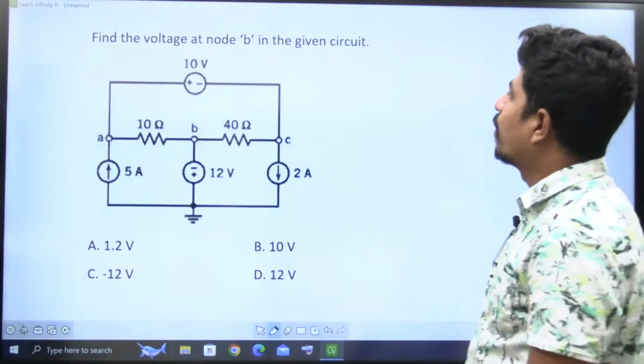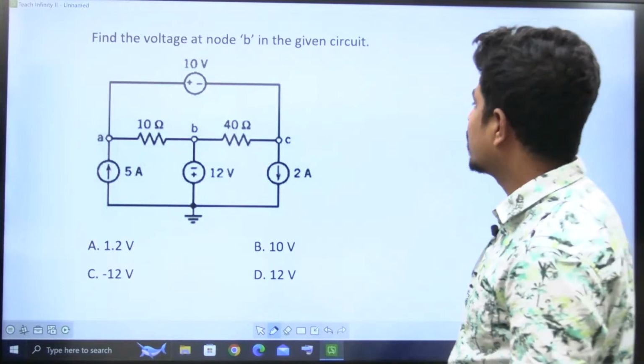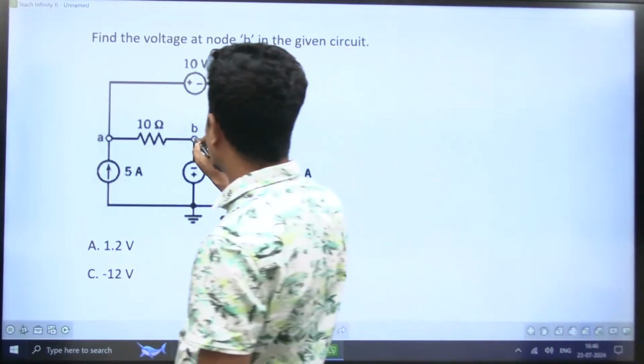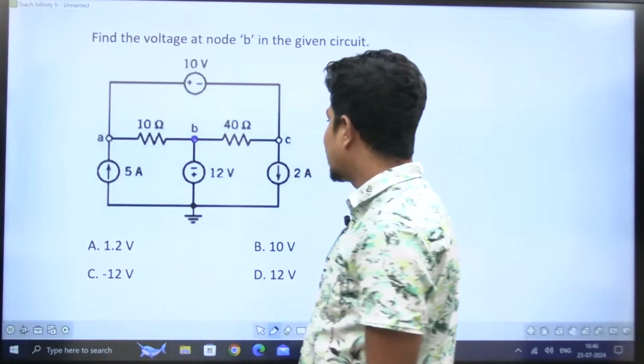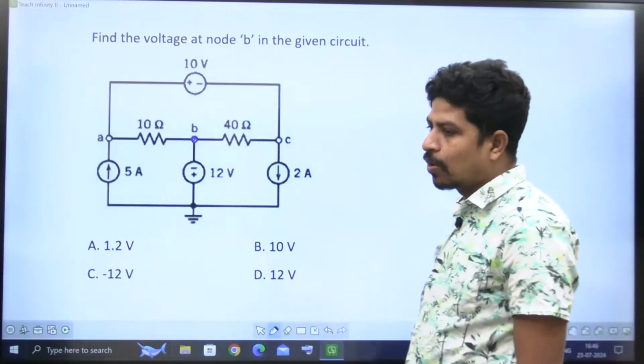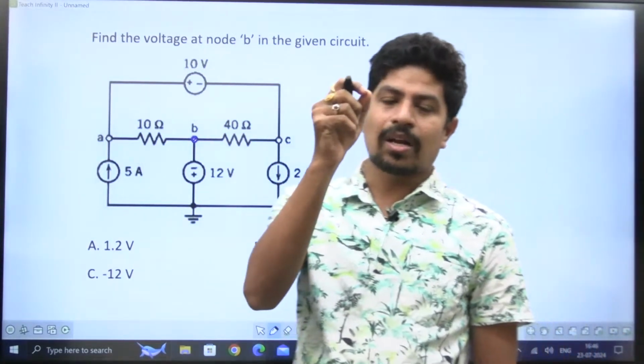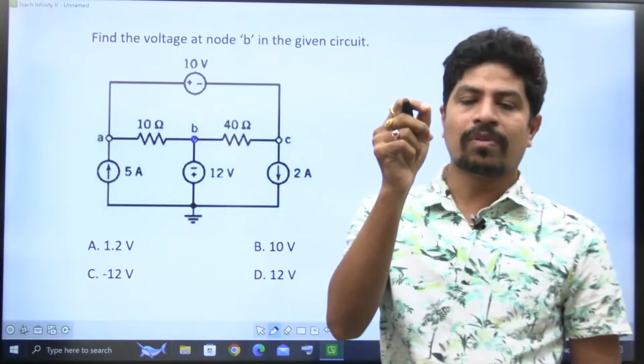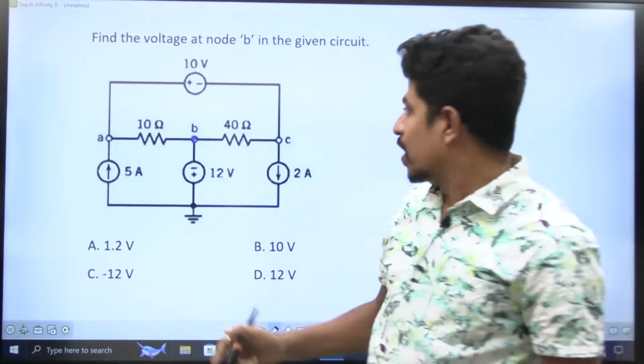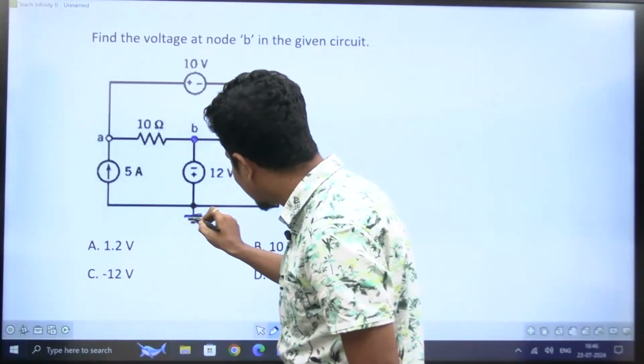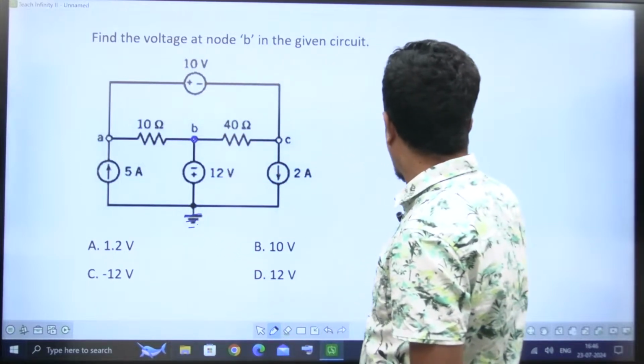Next, find the voltage at node B in the given circuit. This is node B. This question is a direct question. Wherever he is asking you to find the voltage, you start there and go to ground. I am starting here, and directly ground is available for me here. So I take it like this.